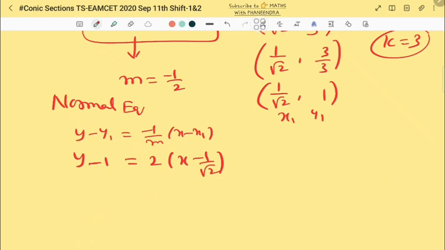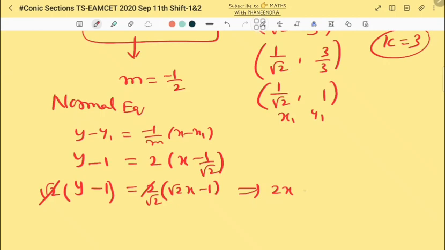So the slope of the tangent is minus 1 by 2 now. The tangent slope being minus 1 by 2 means the normal slope will obviously be 2. So y minus 1 equal to 2 into x minus 1 by root 2. So y minus 1 is equal to 2 into root 2x minus 1 by root 2. Root 2 times is getting cancelled here. So root 2 times root 2 into x is 2x, minus y plus 1 minus root 2.